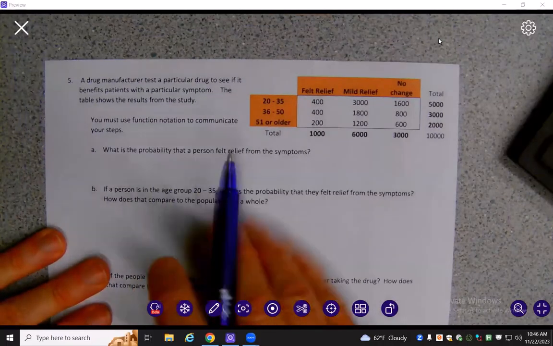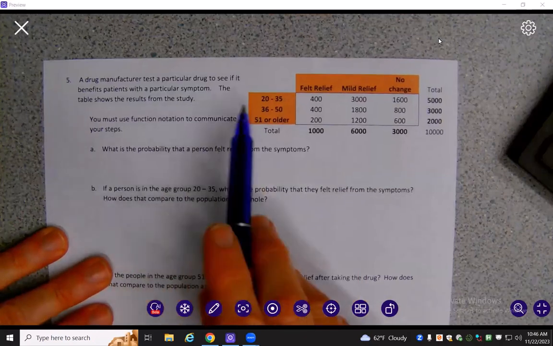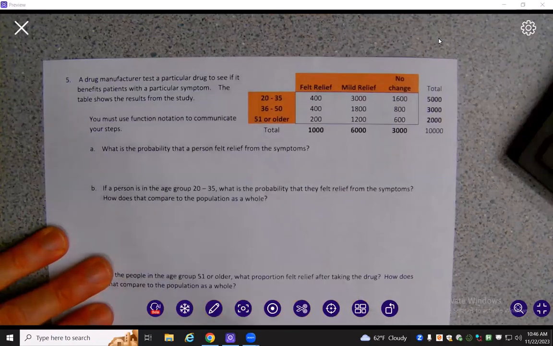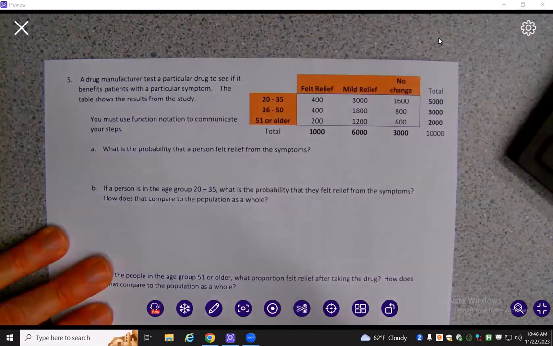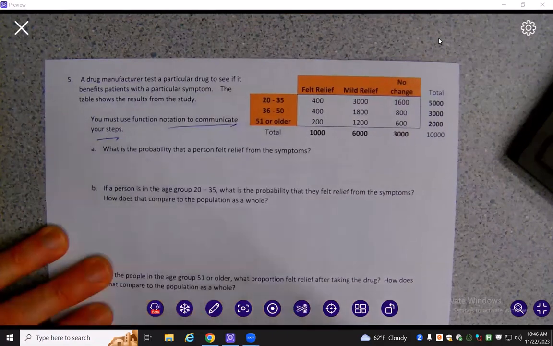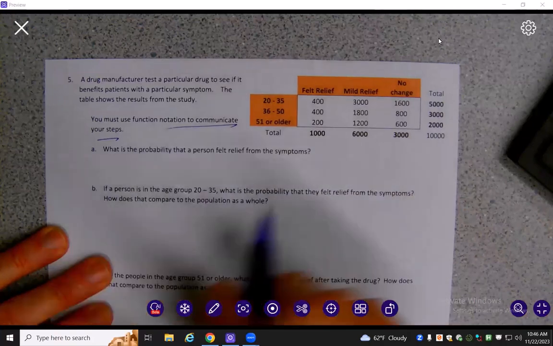All right, so let's kind of look at the other side here. A drug manufacturer tests a particular drug to see if it benefits patients with a particular symptom. The table shows the results of the study. So I'm going to use function notation to communicate my steps, and in exams or quizzes, I want you to do the same.